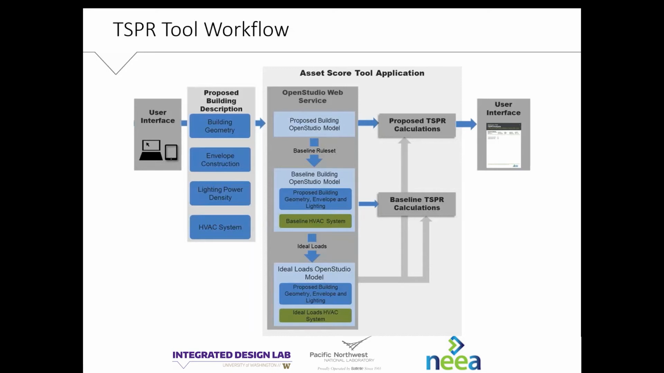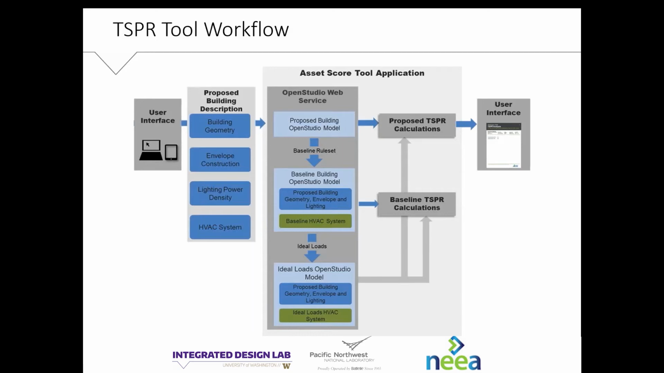All of this information is sent to the Asset Score tool application, which automatically creates the proposed building energy model using OpenStudio. It implements the Washington State Energy Code rule set to automatically generate the baseline building model. The baseline building model uses the proposed building geometry, envelope, and lighting, but replaces the mechanical system with the baseline HVAC system as defined in the code.